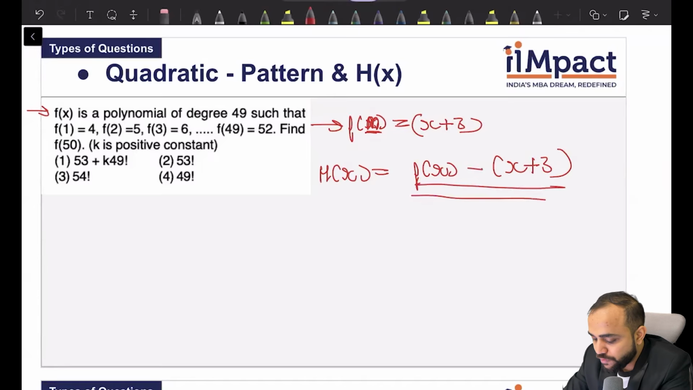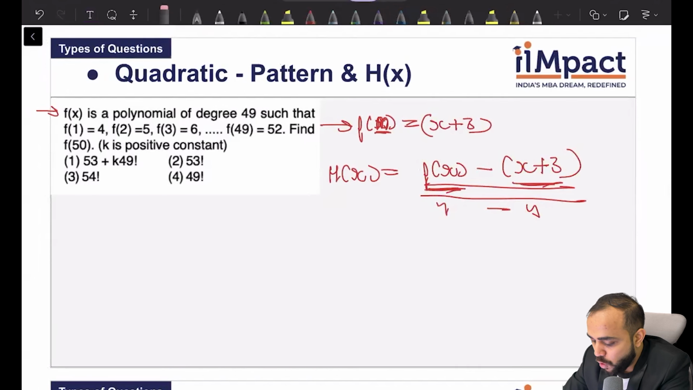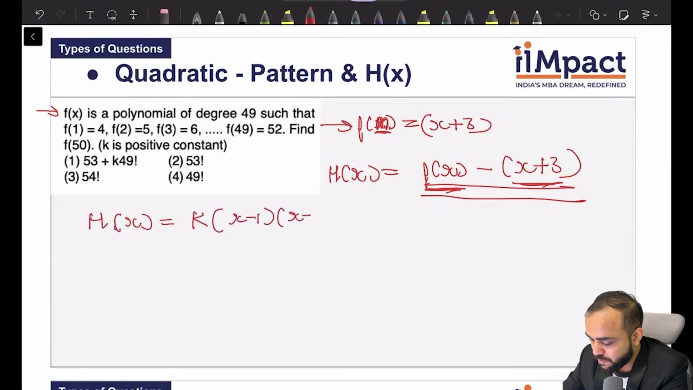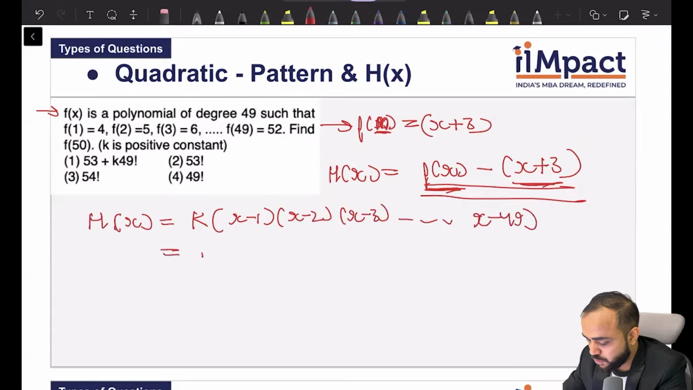What are going to be the roots of this function, f(x) − (x + 3)? See, f(1) is 4. So when I put 1, I'll get f(1) as 4 and I'll get 1 + 3 as 4. 4 − 4 is equal to 0. Same thing you will get for all the inputs that they have given me. So the roots are 1 to 49, which means h(x), which I can write as k times (x − 1)(x − 2)(x − 3) till (x − 49). This is equal to f(x) − (x + 3).